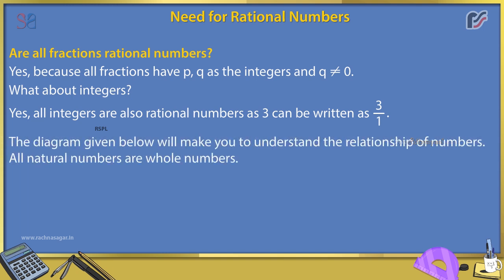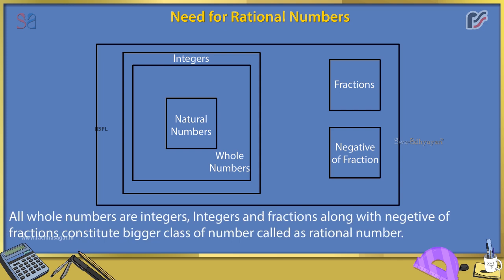The diagram given below will make you understand the relationship of numbers. All natural numbers are whole numbers. All whole numbers are integers. Integers and fractions along with negative of fractions constitute a bigger class of numbers called rational numbers.